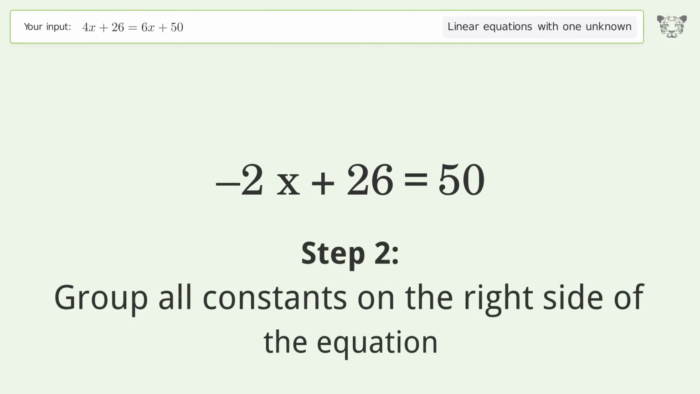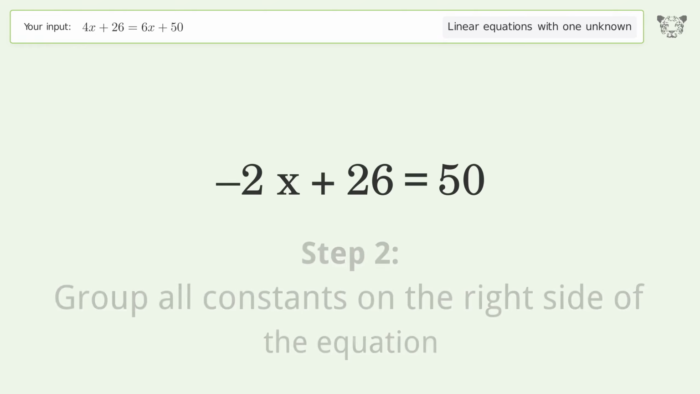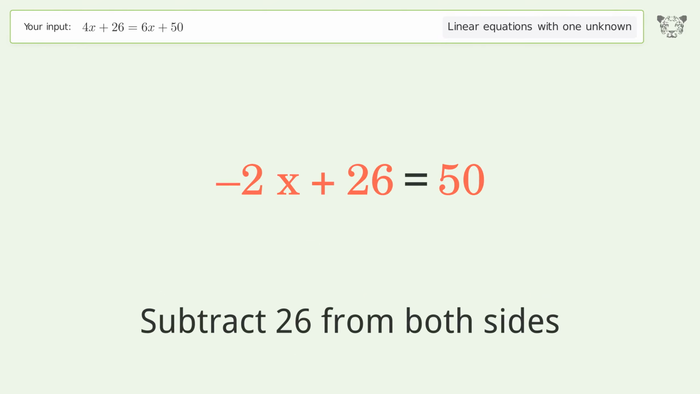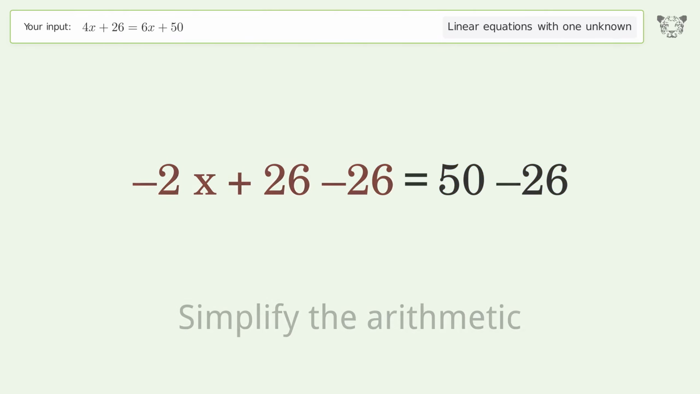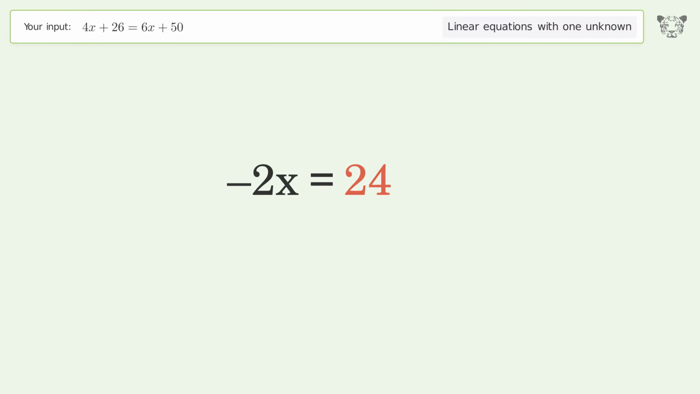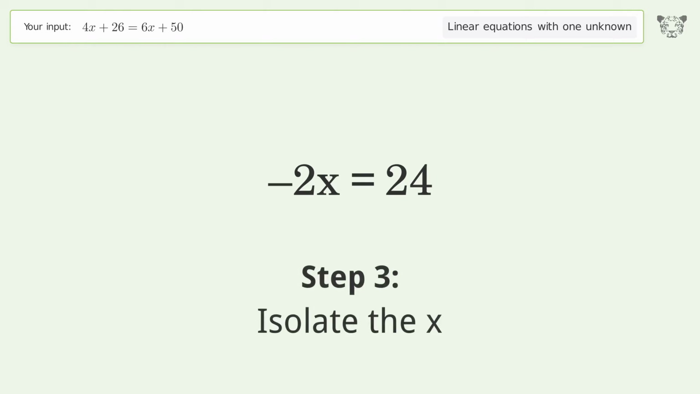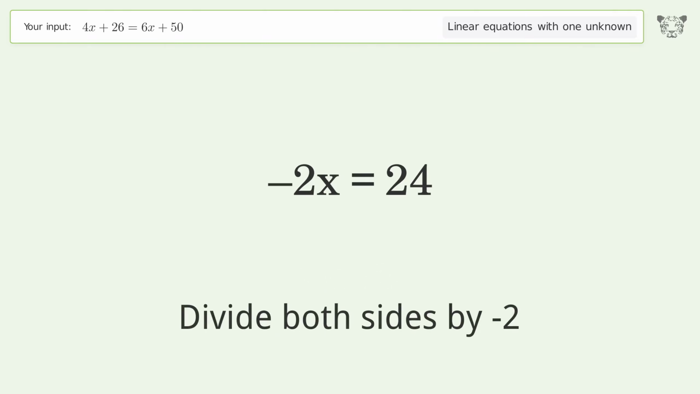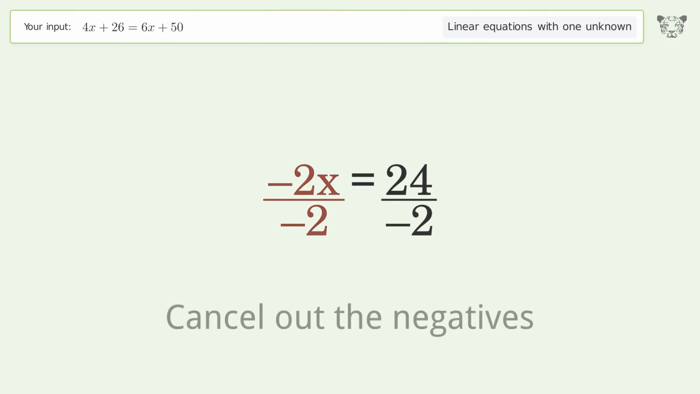Group all constants on the right side of the equation. Subtract 26 from both sides. Simplify the arithmetic. Isolate the x. Divide both sides by -2. Cancel out the negatives.